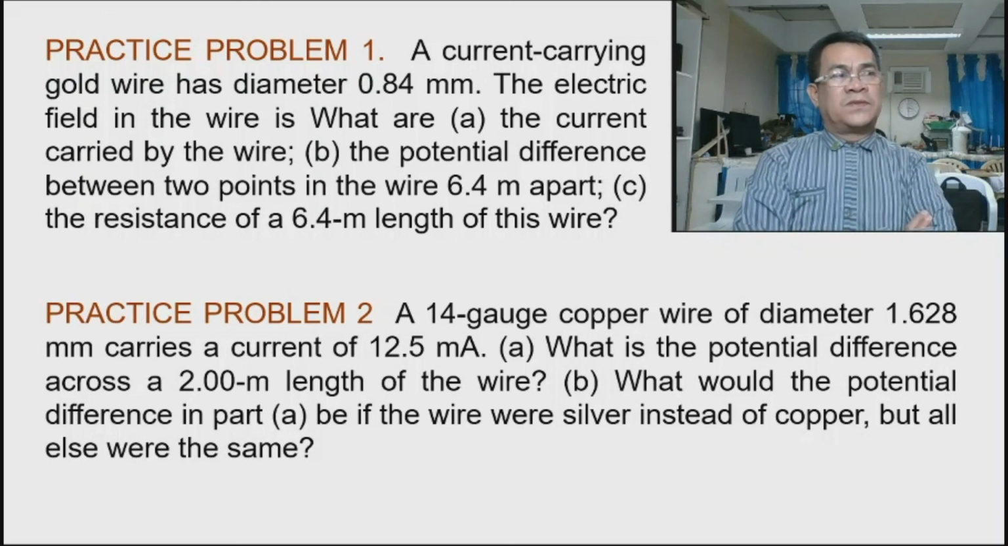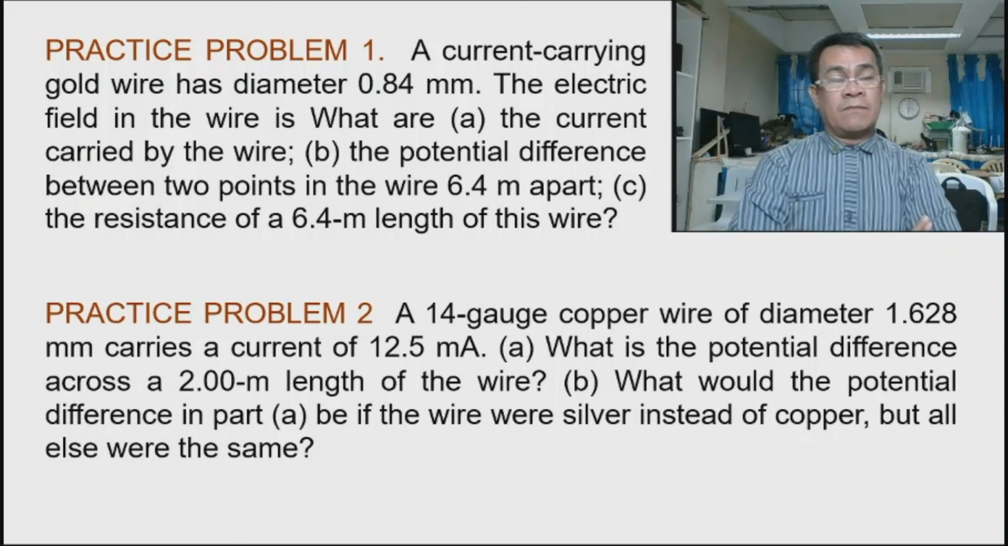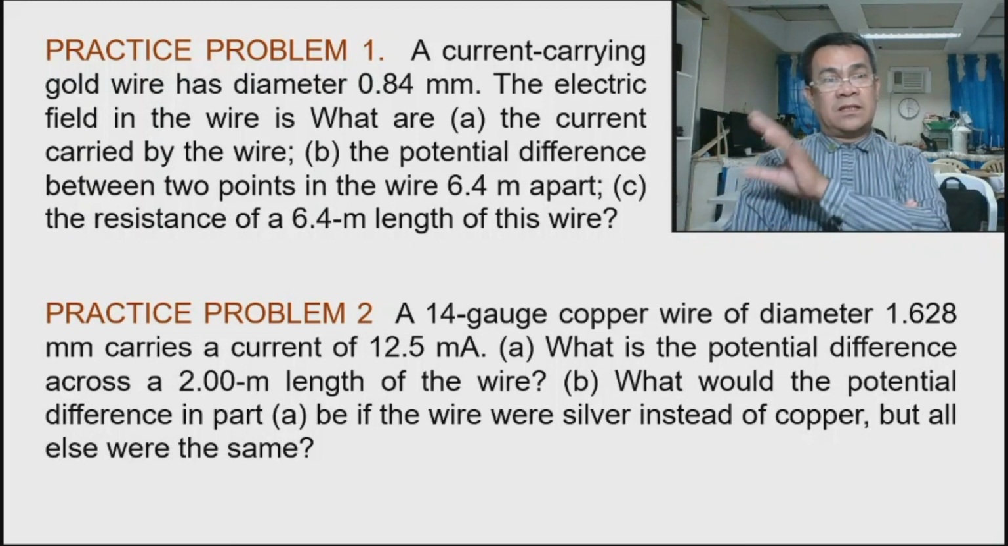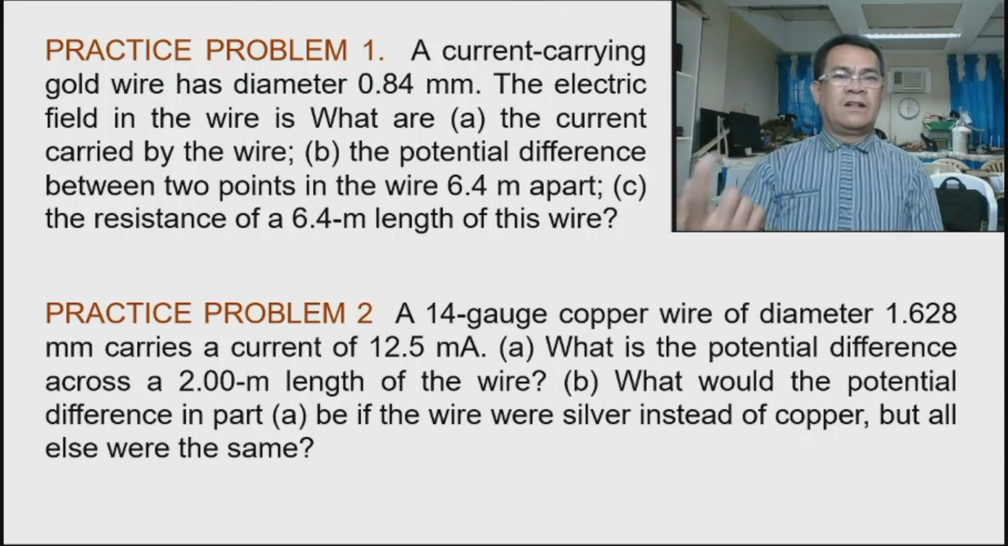Now, remember, if it involves voltage, then you have to use Ohm's law and the relationship of voltage with the electric field. And the electric field is connected with the resistivity. And the resistivity is connected to the resistance. So everything is connected. Resistance is connected to voltage, and the voltage is connected to I.